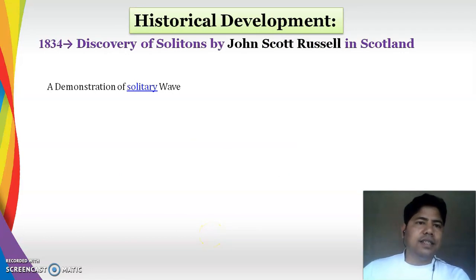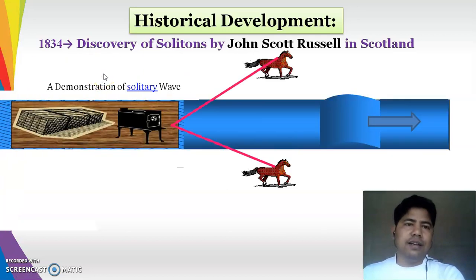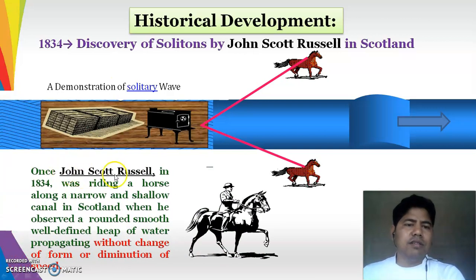This is the discovery of soliton. The soliton was discovered by John Scott Russell in Scotland. What happened there? This is the story. Once, John Scott Russell in 1834 was riding a horse along a narrow and shallow canal in Scotland, when he observed a rounded, smooth, well-defined heap of water propagating without change of form or diminution of speed. This is the heap which is going forward.